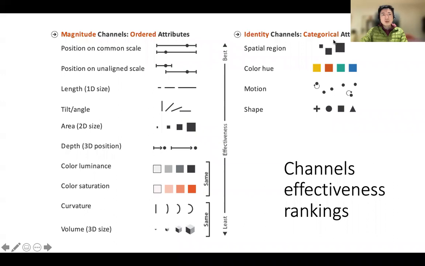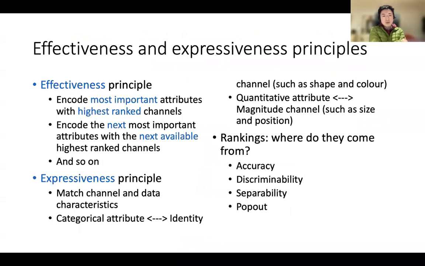And if for some reason the spatial region is no longer available, you can use color, which is the next most effective channel to represent that. Okay, and if you have any other attributes that you want to display, you can just decide which is quantitative or categorical, and pick the next available, most highly ranked or most effective channels.